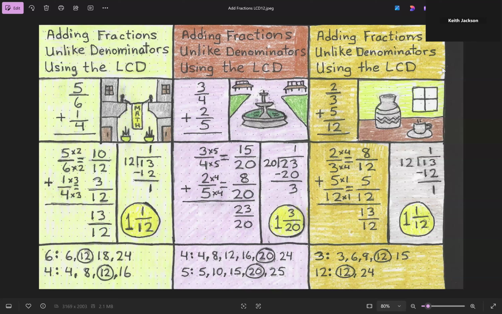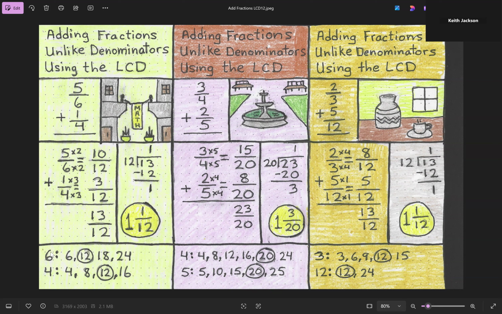In this video, we're going to learn how to add fractions with unlike denominators, and we have three big examples to show you how we can do that. So let's take the first big example, in which we have 5/6 plus 1/4, noticing that the denominators are different, so we're going to have to find the least common denominator of 6 and 4.